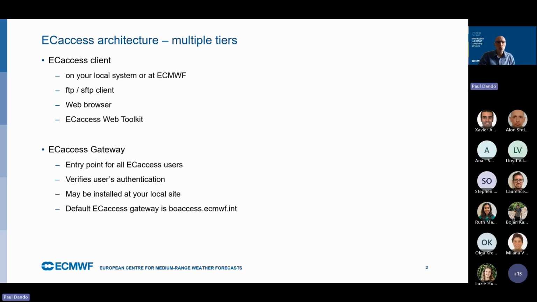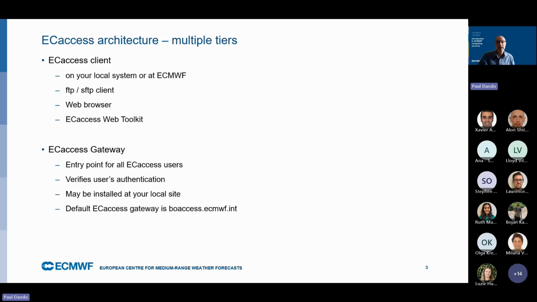These clients all talk via an ECaccess gateway, which is the entry point for all ECaccess users. The gateway itself handles all the verification, through your TOTP login or using the X509 certificates. You can install the gateway at your local site. Usually this is done where you have a number of users, and it's managed by a system admin at your local site who handles the installation and the management of the gateway software. There can be several ECaccess gateways. We have a default one which we run at ECMWF.